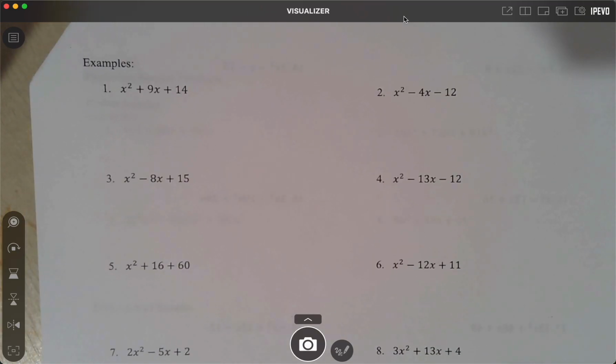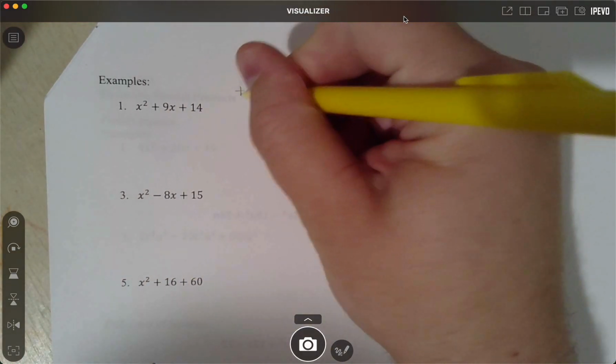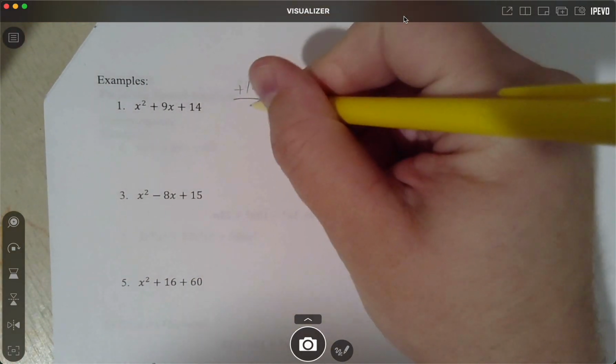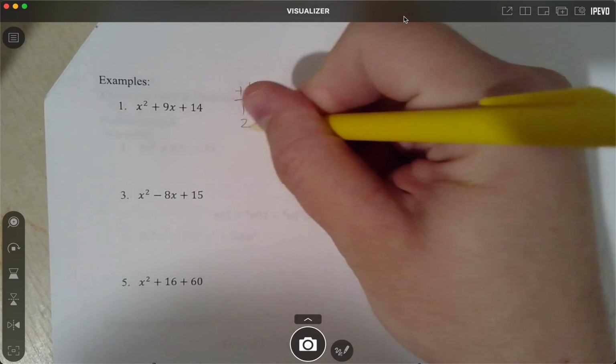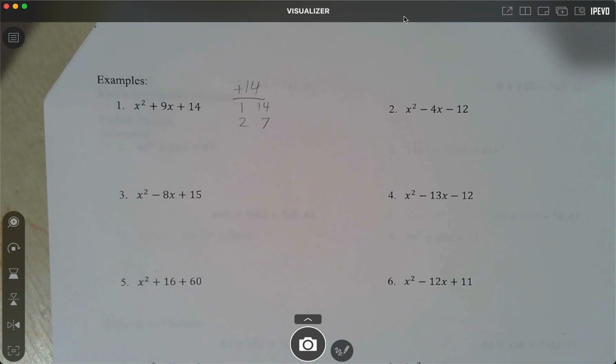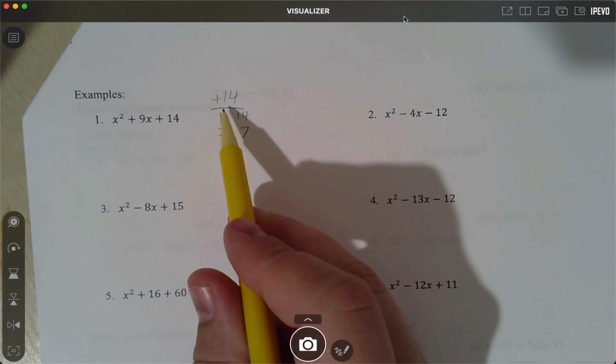Okay, from there, what is 1 times 14? Well, that's positive 14. You write it down. What are the factors of 14? Well, 1 and 14, 2 and 7. And we're done. Now, I'm always going to write the factors of that number in that order.